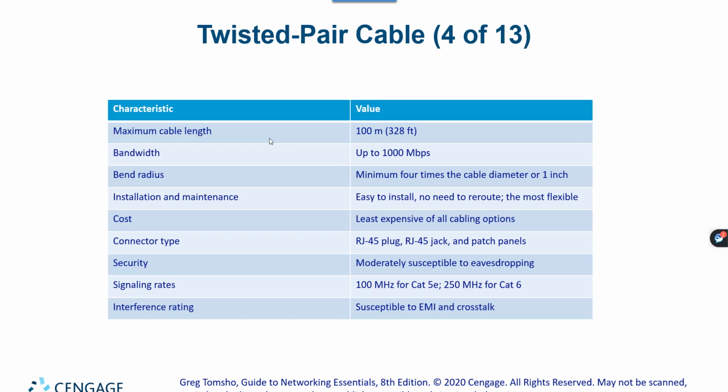The signaling rate depends on the category. 100 megahertz, that's 100 million cycles per second for category 5E, or 250 megahertz for category 6. Remember, it is susceptible to this EMI and crosstalk. So it is cheap, but we have less features.